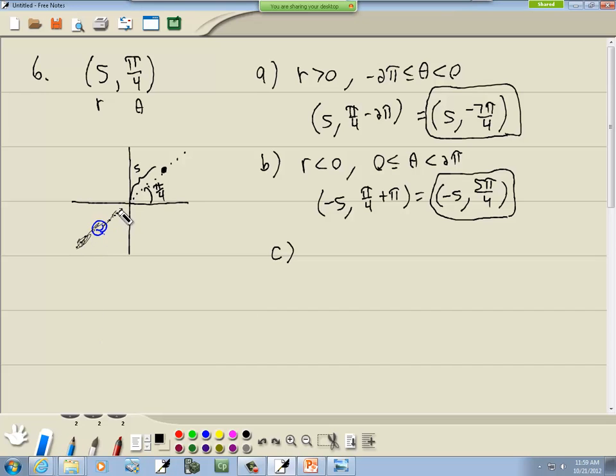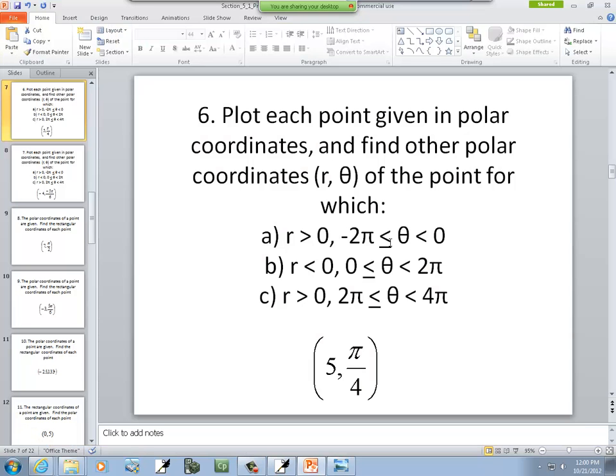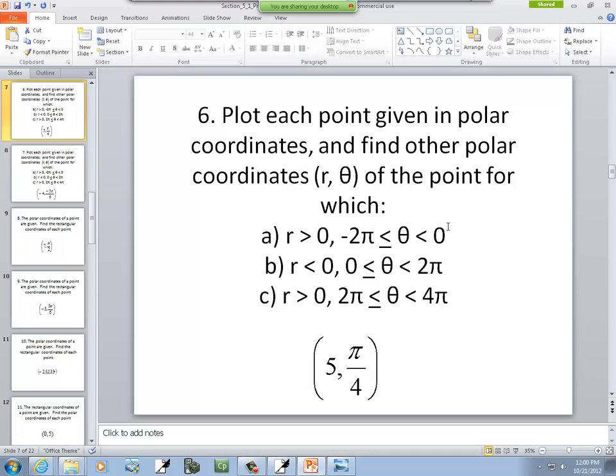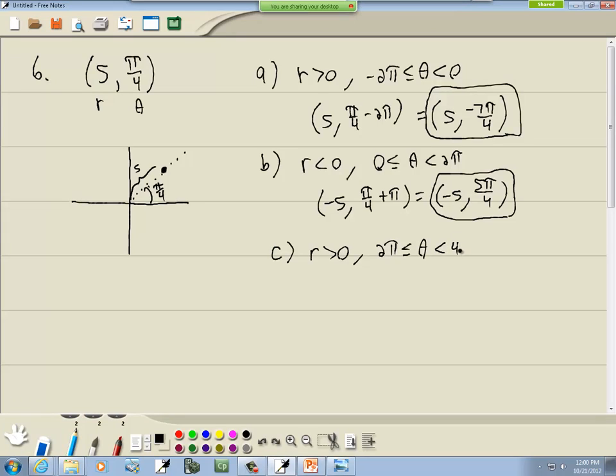Let's take a look at the next one. So we got r is greater than 0, and our angle is between 2 pi and 4 pi, not including 4 pi. Okay, r is going to be greater than 0. Well, that means r is positive, so 5. Now, since it's a positive 5, that means we want to be right here.